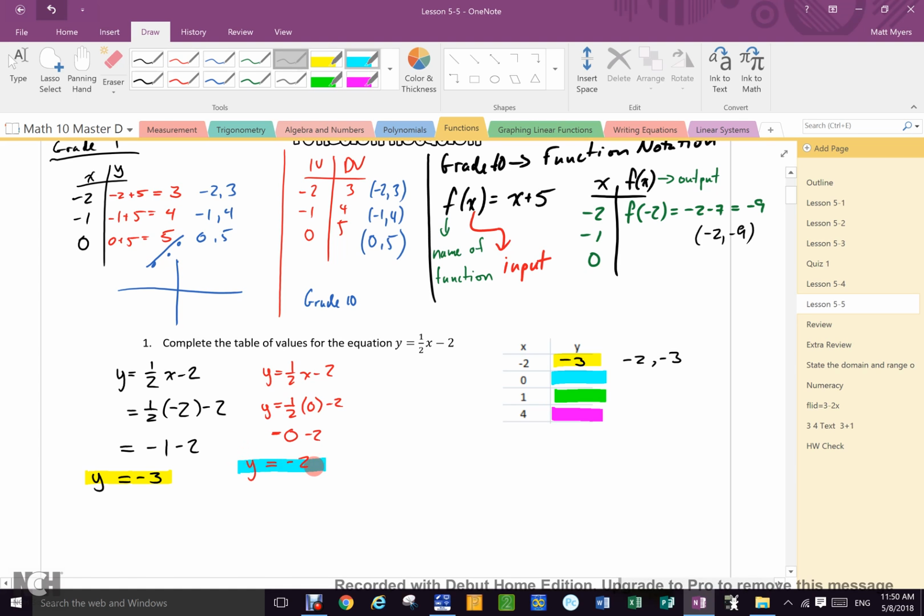What then? What does y equal when x equals what? So where does that get written? Where it's blue. What's the ordered pair? 0, negative 2.